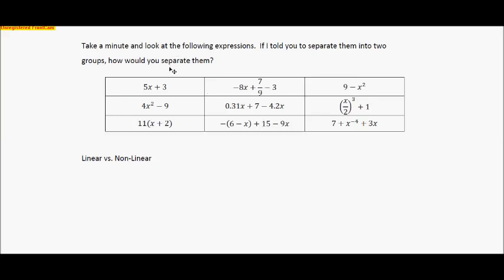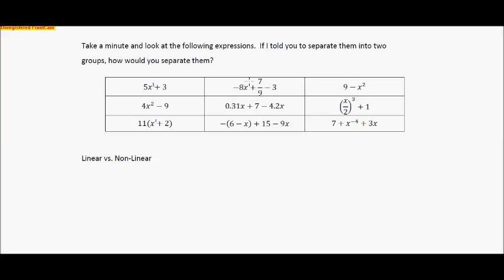But how I would separate them is looking over these different expressions. I notice that some of them have x's with exponents that are simply ones. I could put in a little 1 right here, because if there's not an exponent there, it is understood that there's an exponent of 1 there. And some of them do not have an exponent that is a 1. This one has an x squared. This one has an exponent on that x that is a 1.